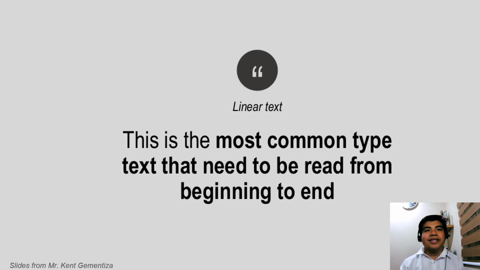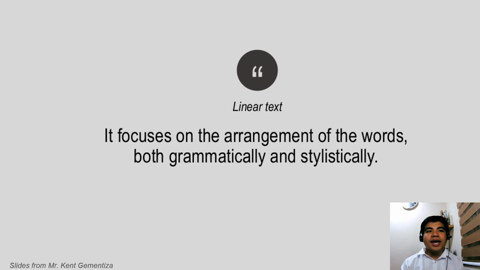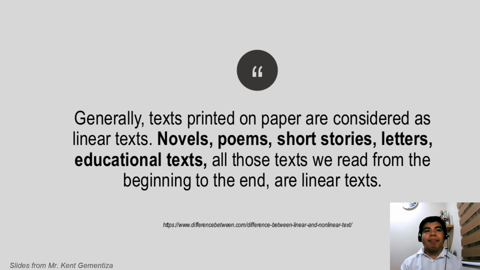What is linear text? This is the most common type of text that needs to be read from beginning to end. It focuses on the arrangement of the words, both grammatically and stylistically. Generally, texts printed on paper are considered as linear texts like novels, poems, short stories, letters, educational texts. All those texts we read from the beginning to the end are linear texts.